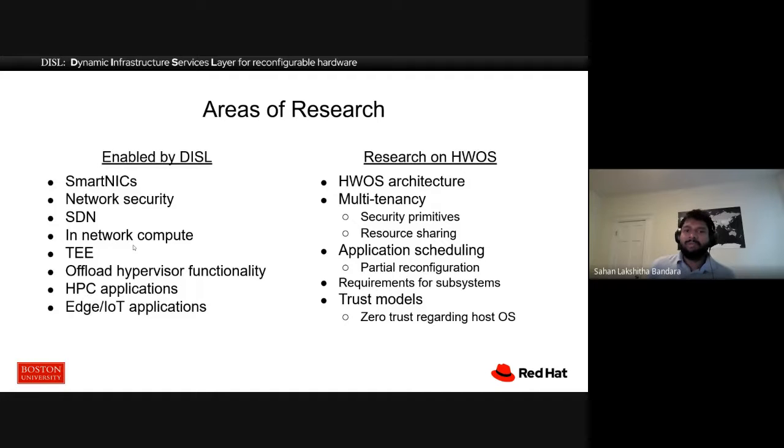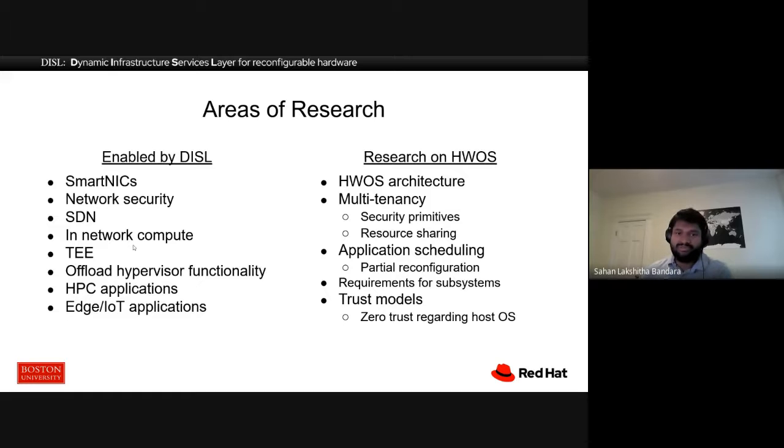So this opens up a number of different research areas. First we have research enabled by TISL. These are not necessarily new areas of research, but this allows one to focus on the actual research rather than building the whole hardware stack just to get started. Some examples are smart NICs and offloading communication functions, such as MPI collectives, to FPGAs, network security, software-defined networks, in-network compute, trusted execution environments, HPC applications, and IoT applications.